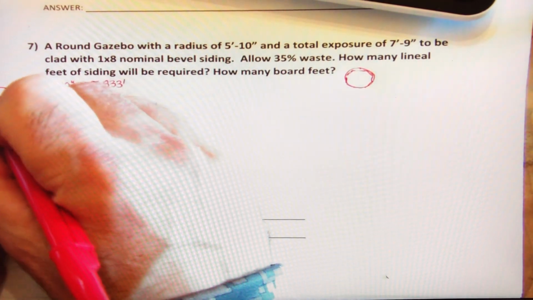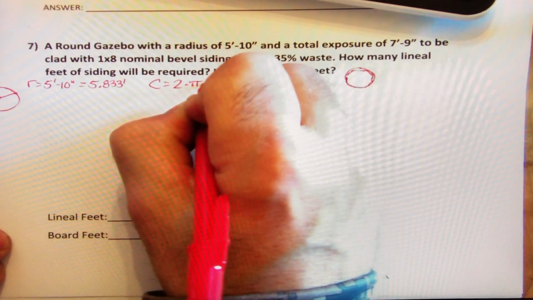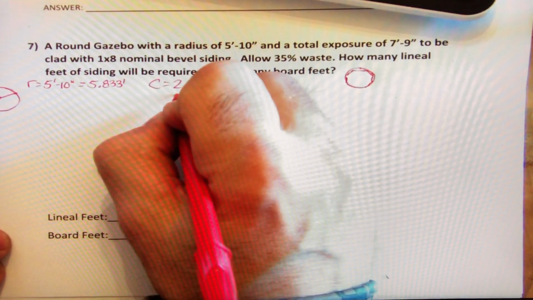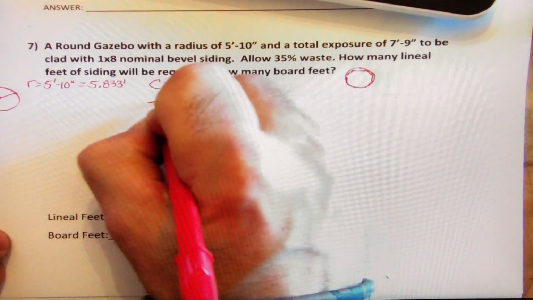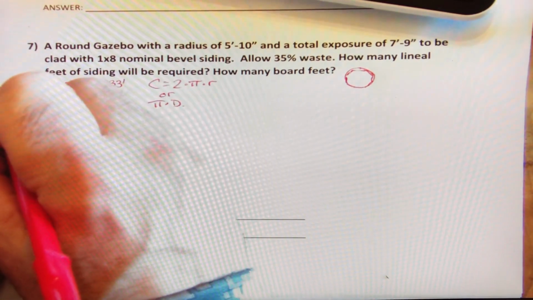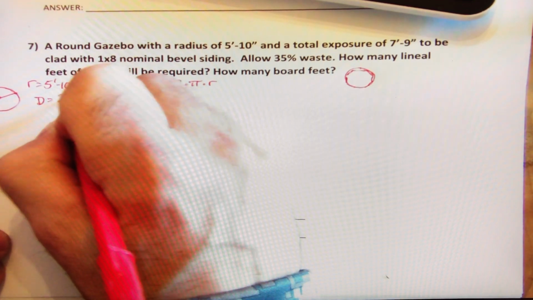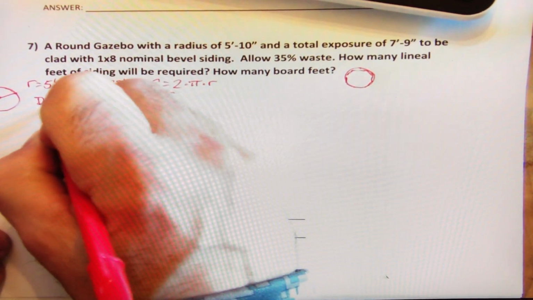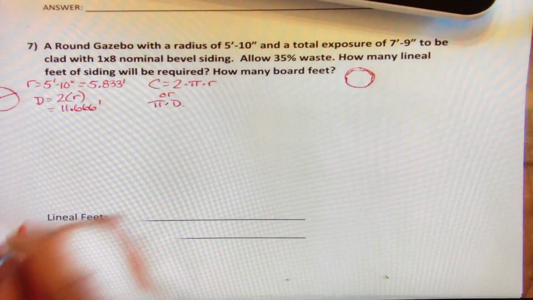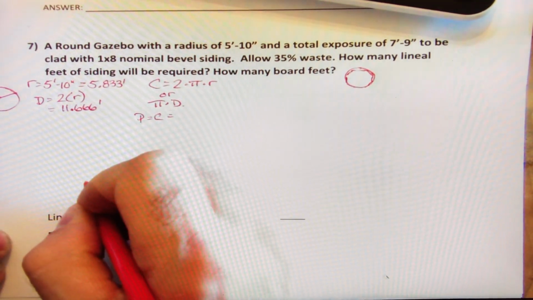Circumference, which is how far I have to go around, is equal to 2 times pi times r. Probably remember that back from grade school. We can also go pi times diameter. Diameter would be 2 times radius, because that takes me across, which gives me my diameter. So my diameter is 2 times my radius, which is equal to 11.666 feet.